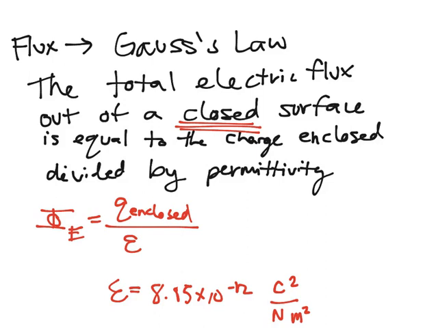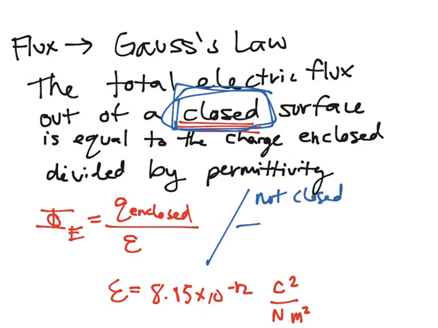This is a very important point. So if it's a flat plane or not closed, this is the formula you're going to use. However, if it is closed, such as a sphere, then this is the formula you're going to use. So there's two. So you have to think, is there an enclosed charge, or is it simply a flat surface?